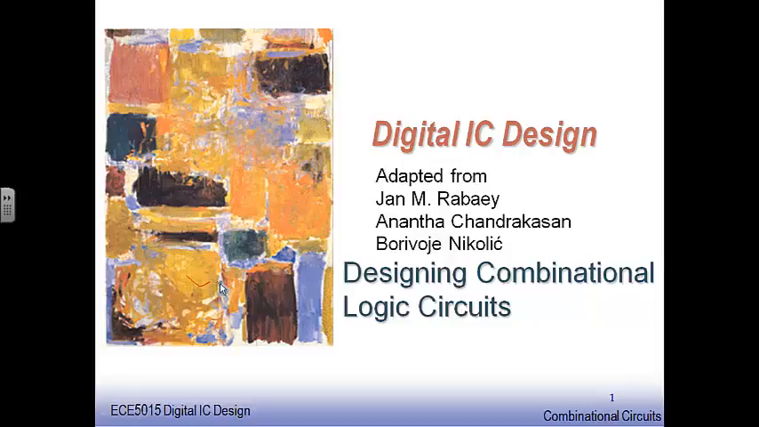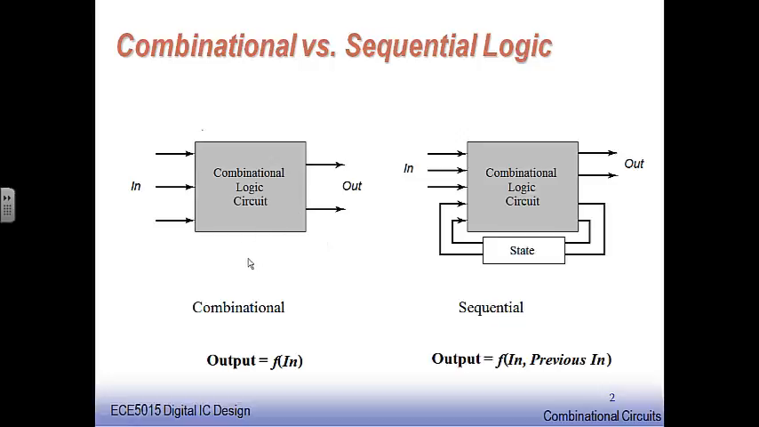Good morning. This session is about designing combinational logic circuits. In the previous classes, we had discussed the basic structure of combinational logic and sequential logic. In combinational logic, the output is defined as a function of the current inputs, what you have at the input of the combinational block. Whereas in sequential logic, the output is determined by the input and also the previous input. That means you have a certain memory associated with it.